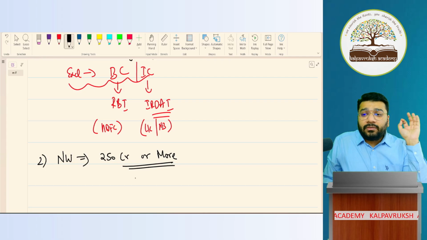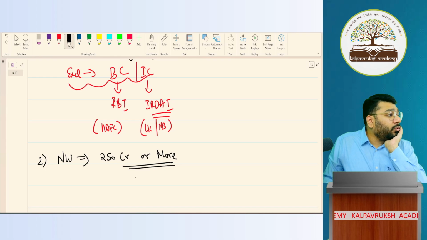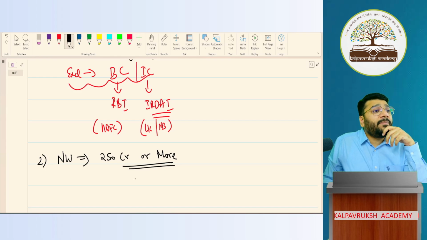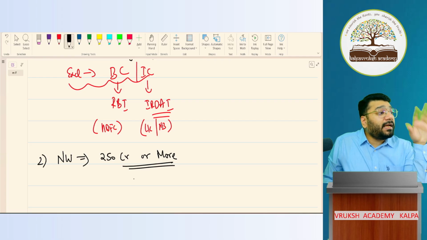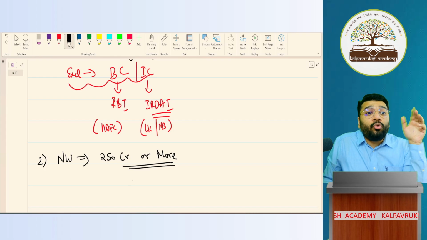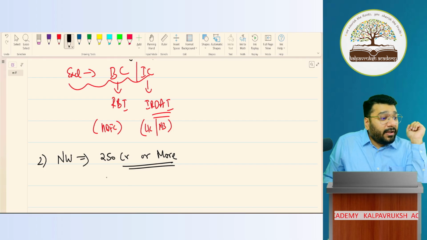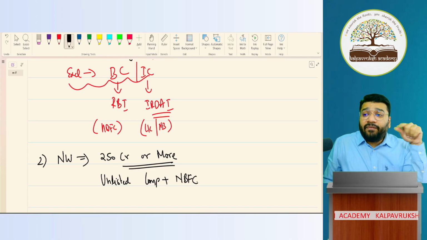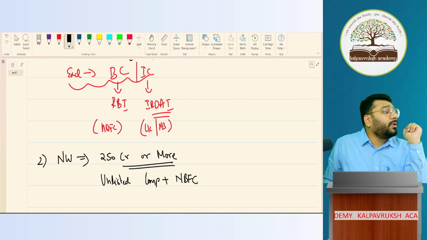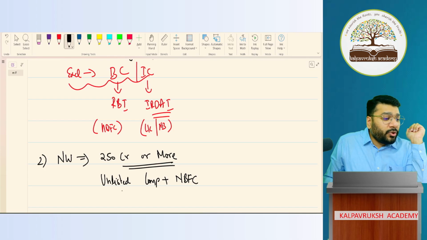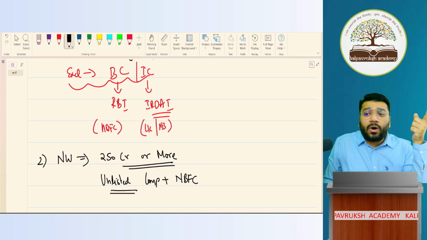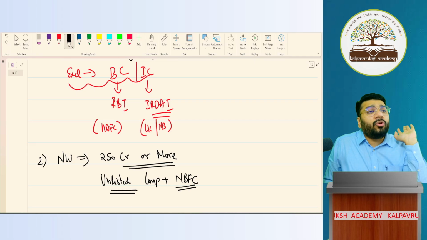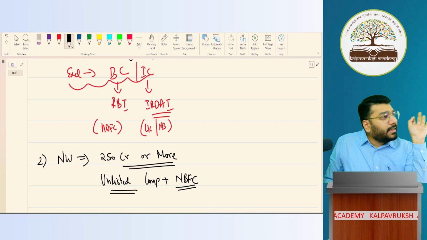Okay. Net worth, whose net worth is 250 crores or more. Who are these people? These are those companies, not people. These are those companies which are not covered above. Unlisted companies plus NBFCs. Unlisted companies and NBFC. In phase 1, NBFCs were not included. Later, they were also included. So unlisted companies whose net worth is 250 crores or more, and NBFCs, should be included. Got it? Clear with this point?